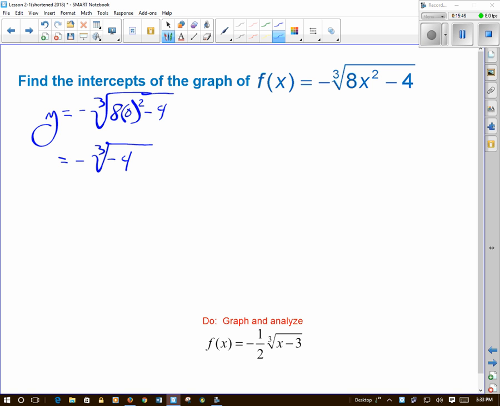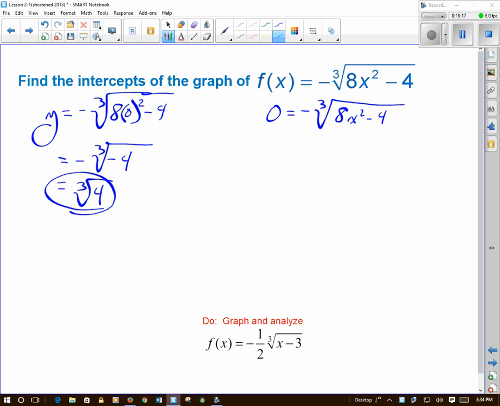Well, a cube root of a negative I know is negative, so we can go one step further with that and say those negatives are going to cancel each other out, and that's just the cube root of 4. So the y-intercept is just the cube root of 4. For x-intercepts, we want the y value to be 0, so we're going to have 0 equals negative cube root of 8x squared minus 4.